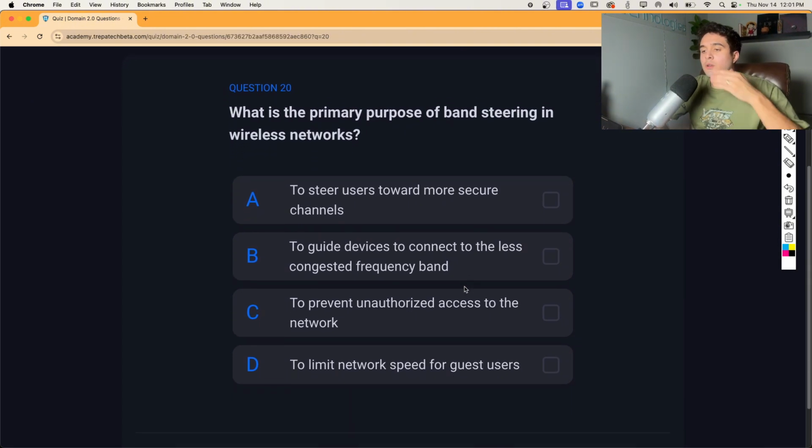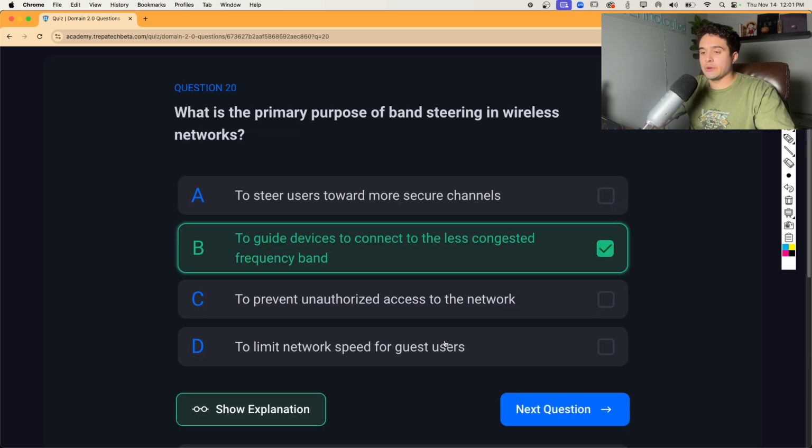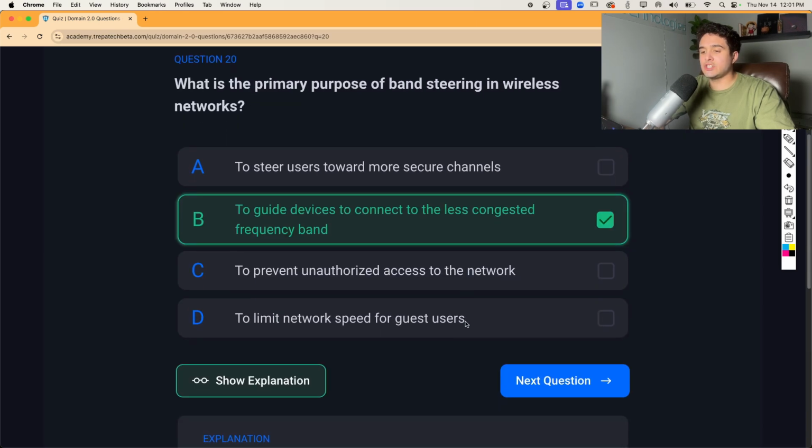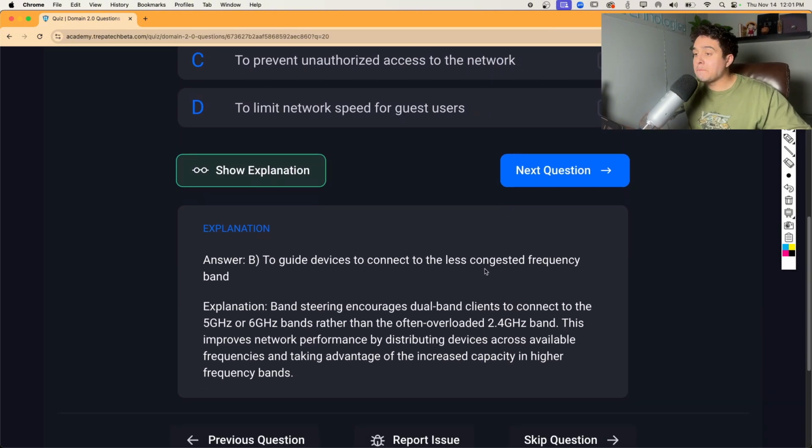Question 20. What is the primary purpose of band steering in wireless networks? Kind of a redundant question, but that's okay. So we're going to go with B here. To guide devices to connect to the less congested frequency band. That's another thing that band steering does for us. Go ahead and pause the video if you'd like to read the explanation.